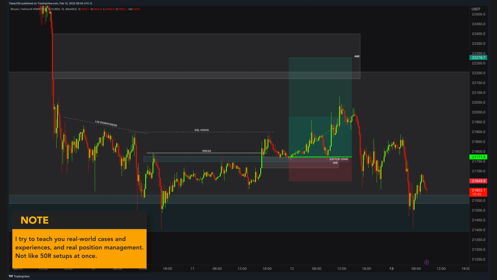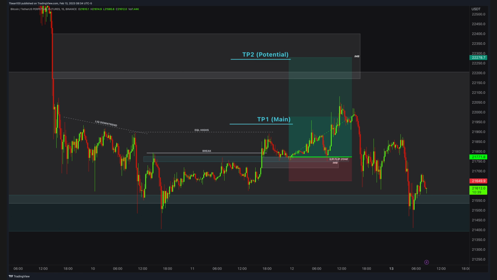I try to teach you a real-world mindset. Otherwise, I can show you 50 hour setups with each video. Very unrealistic. For this trade, I would have two main targets. Obviously, the equal highs would be my main target. I would have closed the 50% position here. Move my stop loss to break even and leave the rest of the 50% for the imbalance above for a runner. As you can see, it would have been stopped.